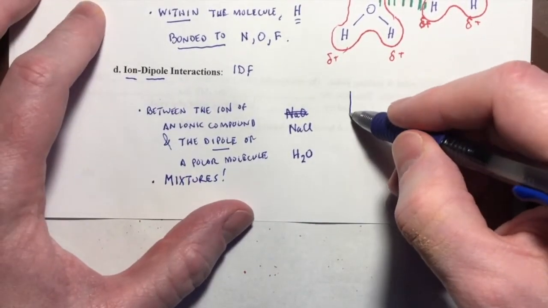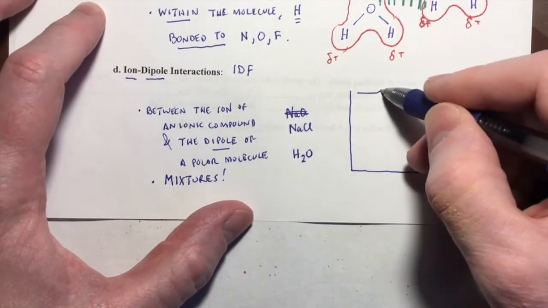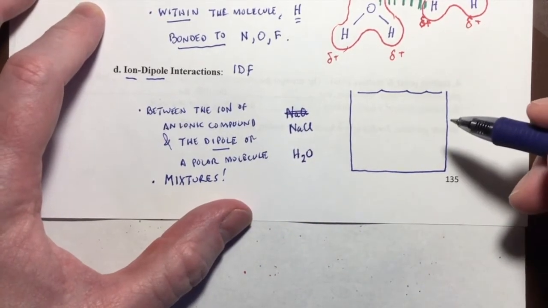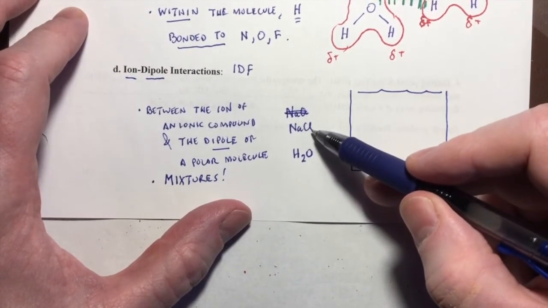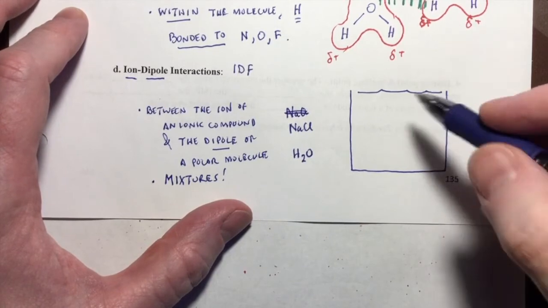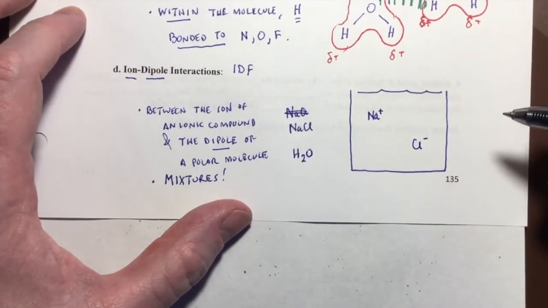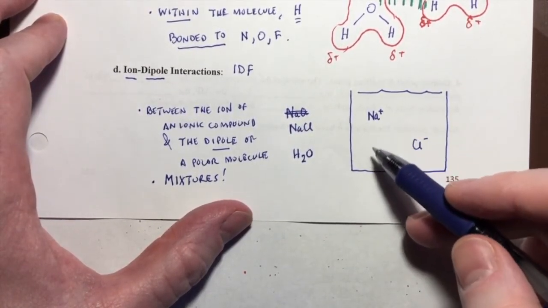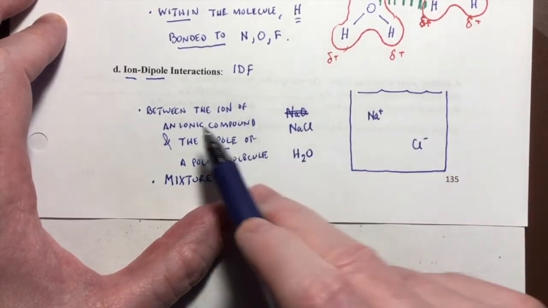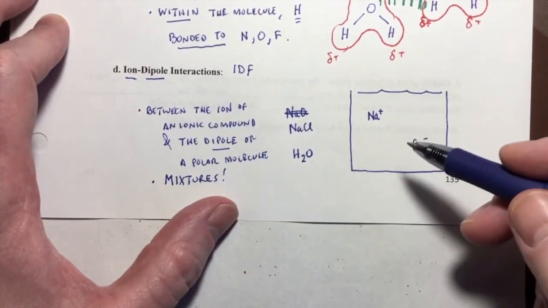So I'm going to put some sodium chloride in some water. Now what happens when I do this? Sodium chloride is going to dissociate, right? It's going to form Na plus and Cl minus. The reason that an ionic compound dissolves in water and breaks apart is because by breaking apart, each ion can engage in ion-dipole interactions with the solvent, which is the water.